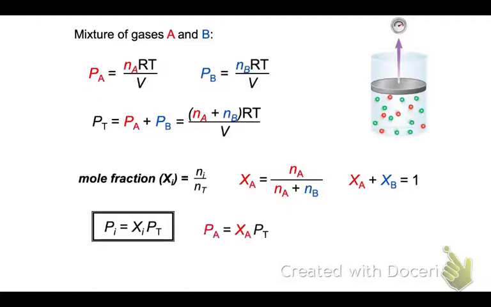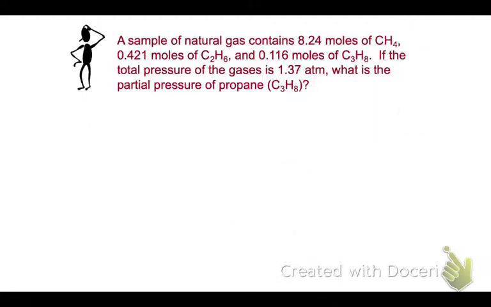In our situation, the partial pressure of A equals the mole fraction of A times the total pressure, and the partial pressure of B equals the mole fraction of B times the total pressure. Here is a question. A sample of natural gas has 8.24 moles of methane, 0.421 moles of ethane, and 0.116 moles of propane. If the total pressure of the gas is 1.37 atmosphere, what is the partial pressure of propane?